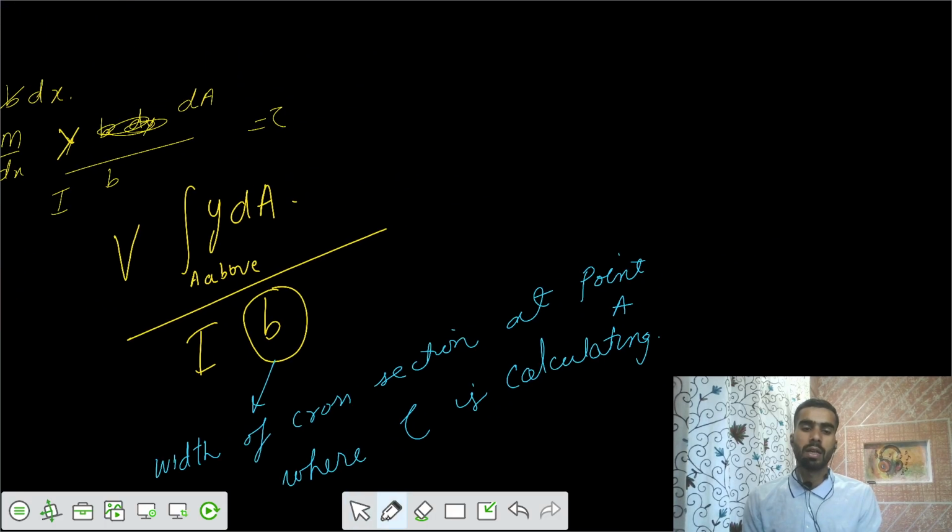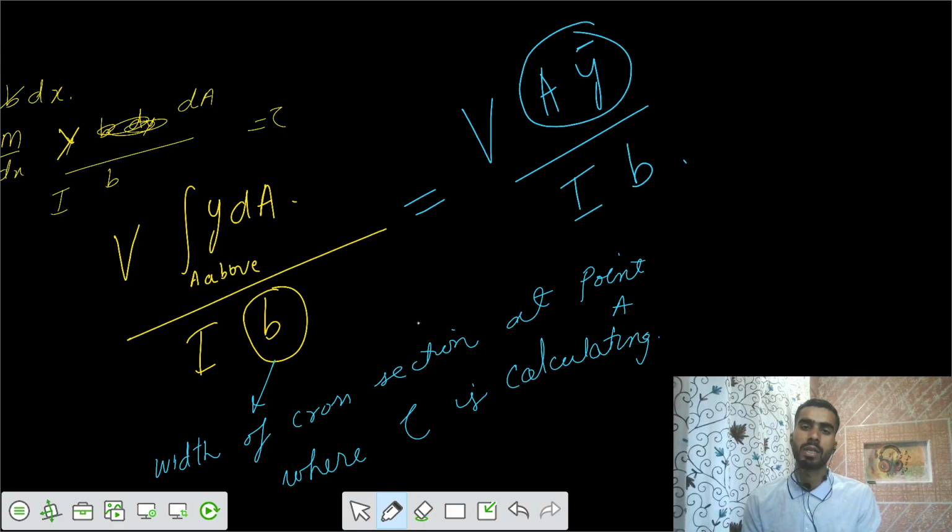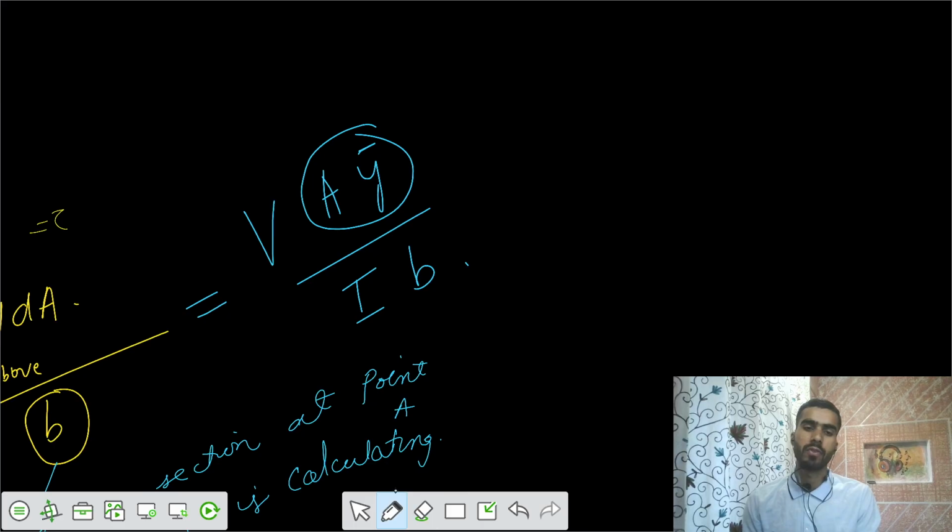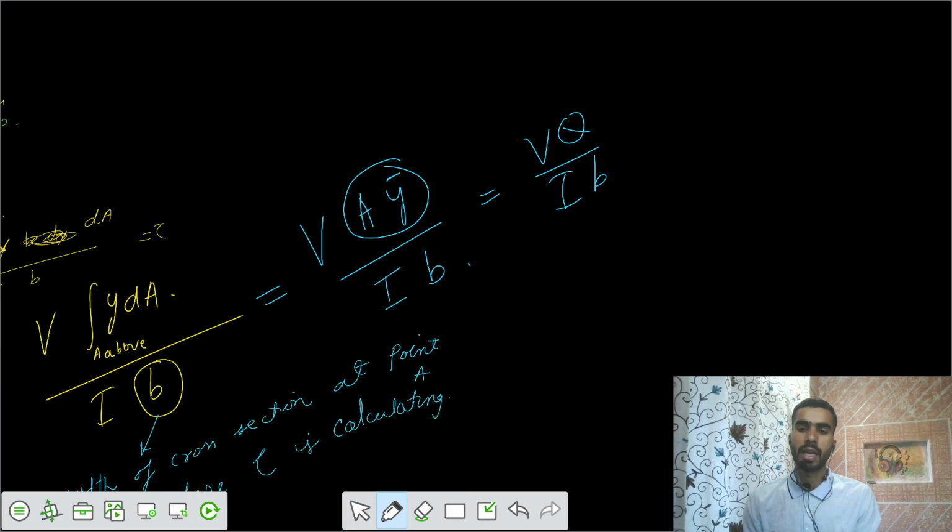Now we know that integral y dA is the first moment of area. Let's have this as A y bar by Ib. So we have this first moment of area that we call Q, and the shear stress is VQ by Ib. So this is your shear stress formula.